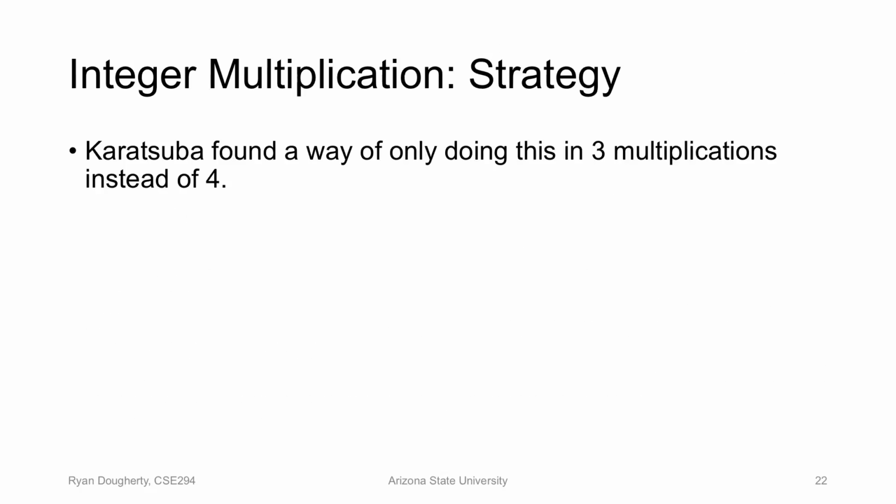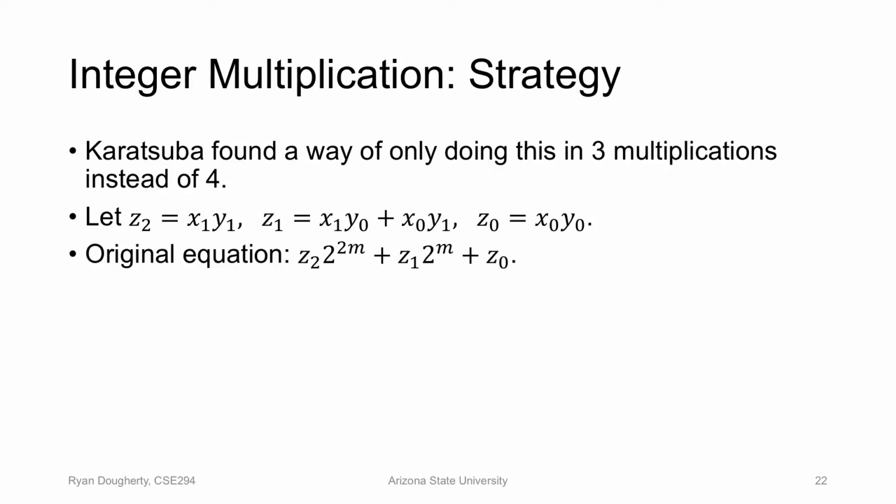All right, so here's the strategy. We're going to do this in 3 multiplications instead of 4. So what we're going to do is, I'm going to ignore that 2 to the m stuff because it's just a shift. So I'm going to let z2 be x1, y1, z1 to be x1, y0 plus x0, y1, and z0 to be x0, y0. So I'm just giving names to this. So the original equation is just translated to this. So instead of having the x1, y1s, I'm just basically doing the computation for z2, z1, z0, and then just plugging in. Nothing special there.